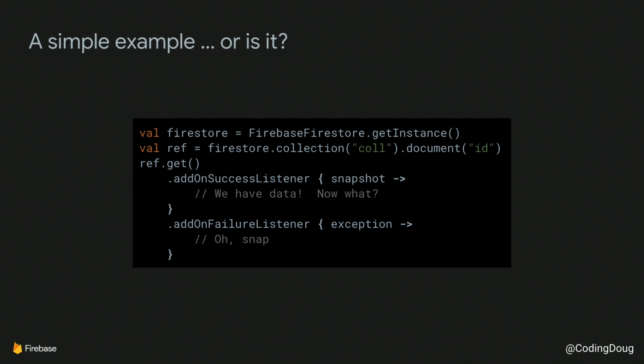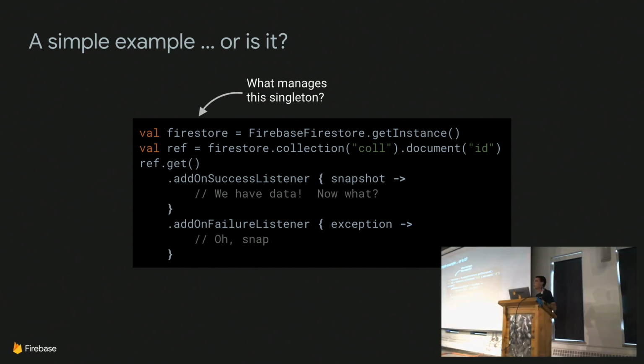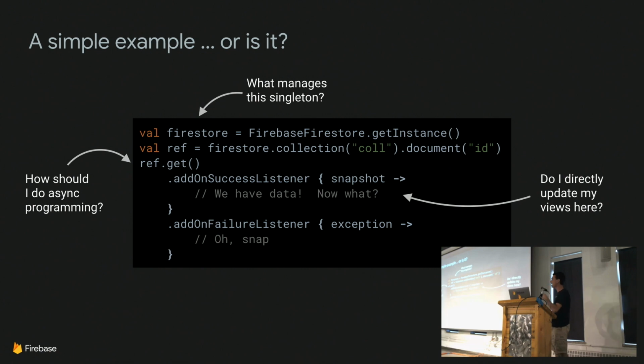Now this is a very simple, straightforward example, but it doesn't say much about how to build your app. For example, this is a singleton right here. This Firebase Firestore is a singleton. How do you manage singletons? Well, in the Firebase team, we don't know. We don't care. We're not here to tell you how to build your app. This call right here, get, is asynchronous. It returns immediately and you attach listeners to it. How do you do asynchronous programming in your app? I don't know, I don't care. We're just providing a simple example. And then when data actually comes back to your app, what do you do? Do you just reach right into your views in this listener? Again, that's not our opinion to say how you should build your app.